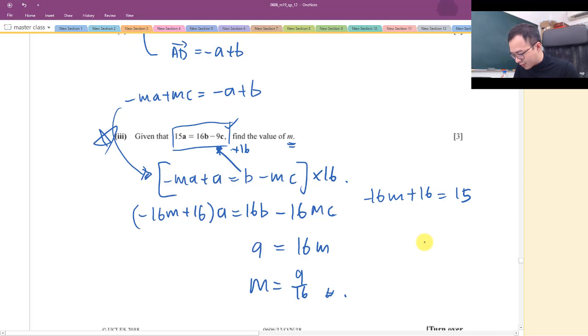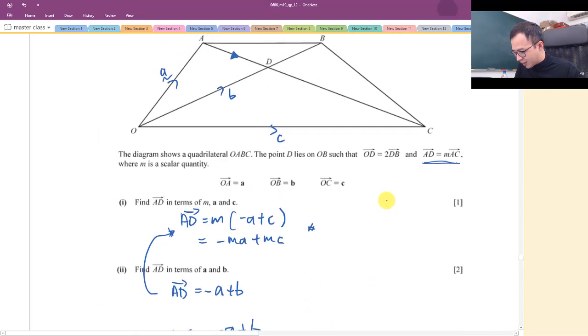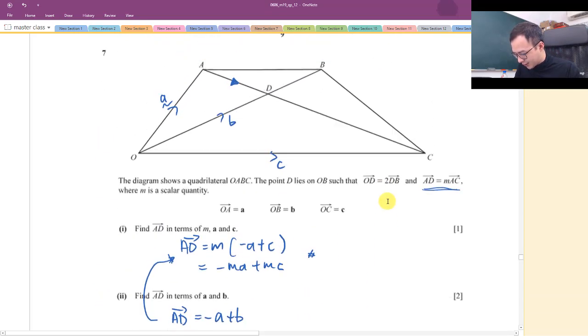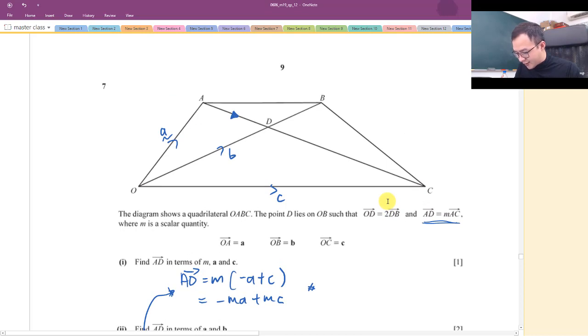Did I do anything wrong here? Plus A. Yeah, because if I move like this, I get 16M equals to 1. M equals to, no, something is wrong here. Equals to 15. This is negative M plus 1. Because both must give you the same result here. Did I do anything wrong above here? Equals to MAC. AC is negative A plus C.